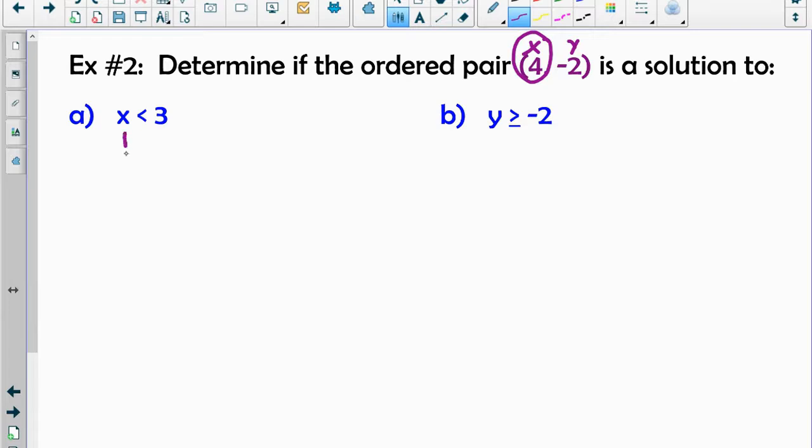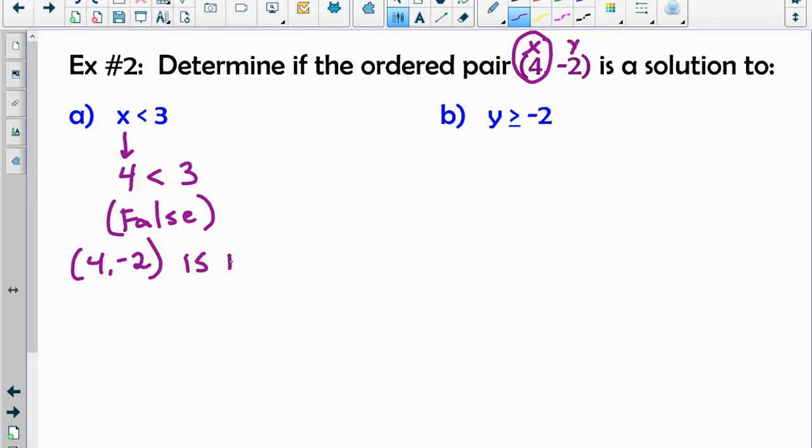So when I substitute that in for my variable, I just get 4 is less than 3. Now, that is false. 4 is not less than 3. It's actually bigger than 3. Because it's false, we would say that 4 comma negative 2 is not a solution to that inequality.